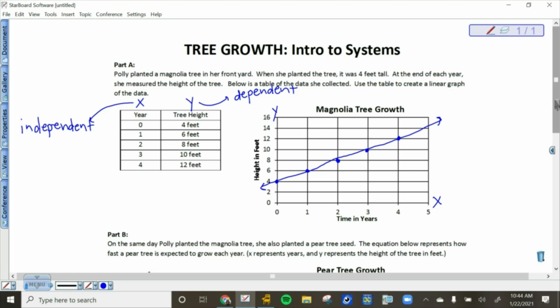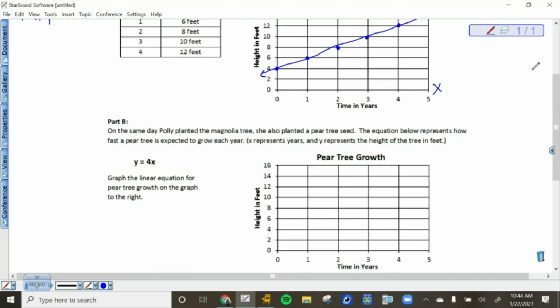Now let's look at our second equation. So this was our magnolia tree. Have you guys ever seen a magnolia tree? Do you know what it looks like? They're super pretty. I'll show you in a picture in a minute. So now let's take a look at the pear tree. This time they don't give us a table, they give us an equation.